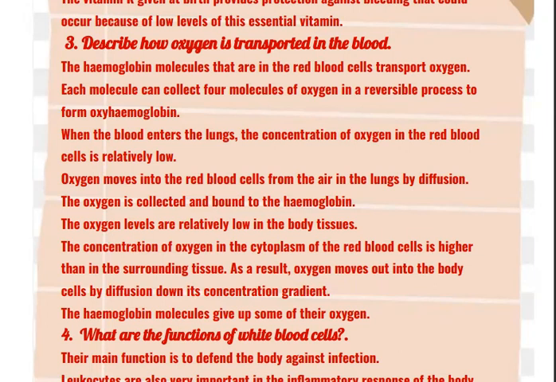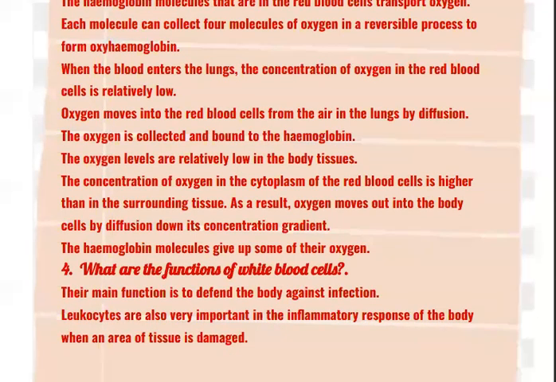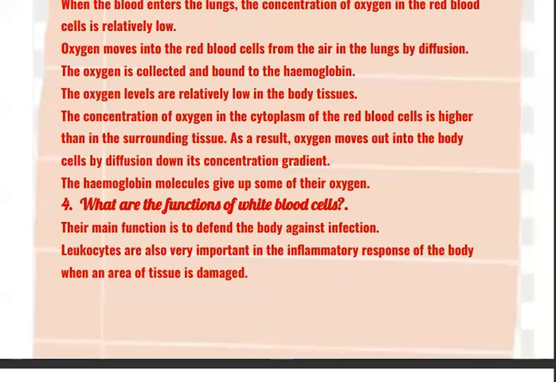The oxygen levels are relatively low in the body tissues. The concentration of oxygen in the cytoplasm of the red blood cells is higher than in the surrounding tissue. As a result, oxygen moves out into the body cells by diffusion down its concentration gradient. The hemoglobin molecules give up some of their oxygen.